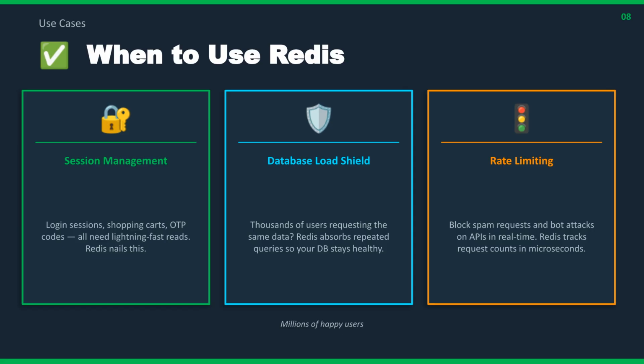Another major use case is reducing database load. If thousands of users request the same data repeatedly, Redis can act like a protective shield for your database. Redis is also heavily used for rate limiting. For example, preventing spam requests or bot attacks on APIs. Since Redis operations are extremely fast, it can track request counts in real time very efficiently.